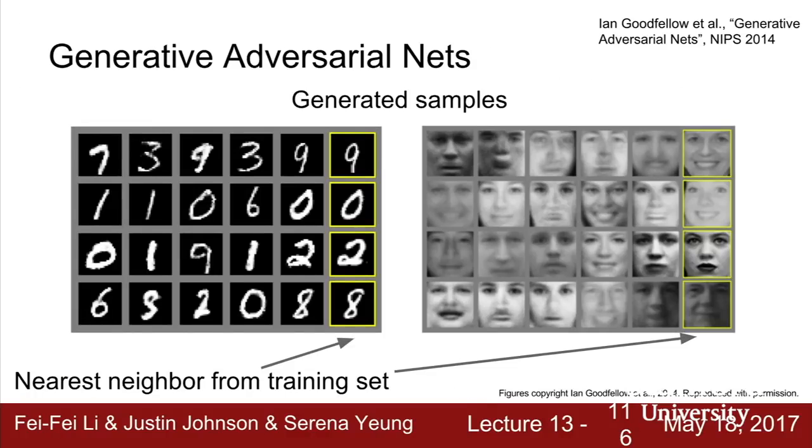Okay, and now let's look at some generated samples from these GANs. Here's an example trained on MNIST, and then on the right, on faces. For each of these, you can also see, just for visualization, the nearest neighbor from the training set in the column right next to it. You can see that we're able to generate very realistic samples, and it never directly memorizes the training set.